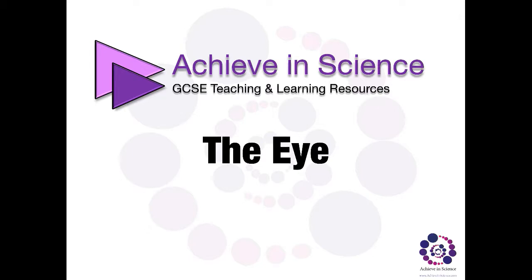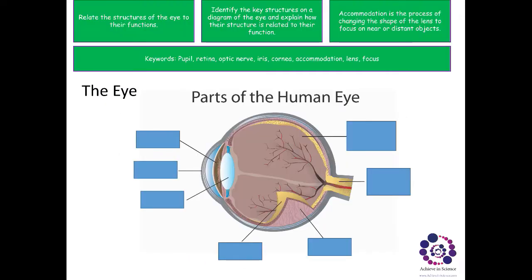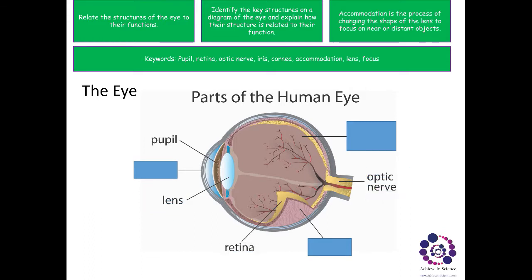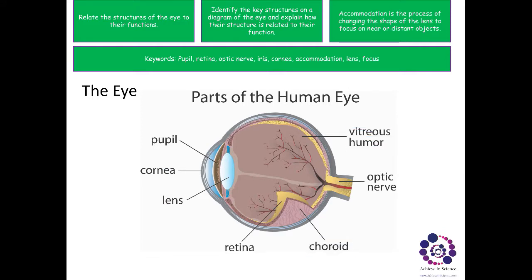This video is all about the eye. You need to be able to label the main parts of the eye, so let's begin. We've got the pupil, the lens, the retina, the optic nerve, the cornea, the vitreous humor, and the choroid.